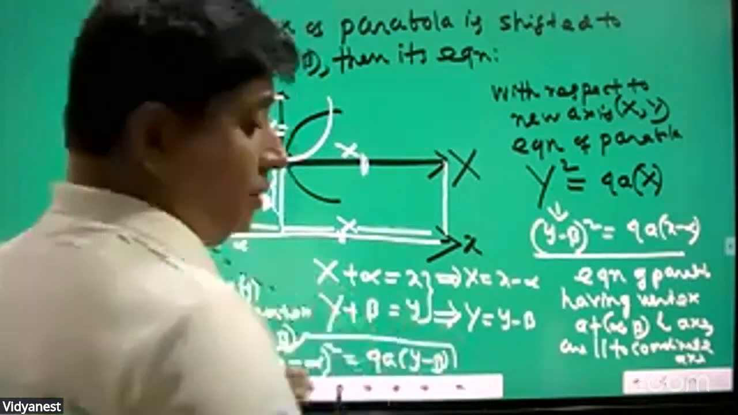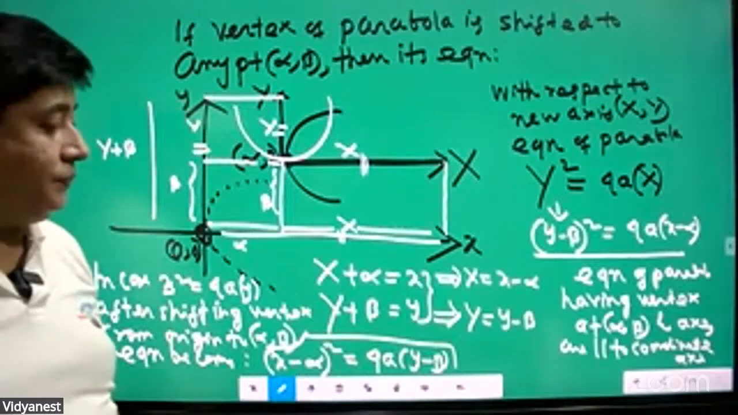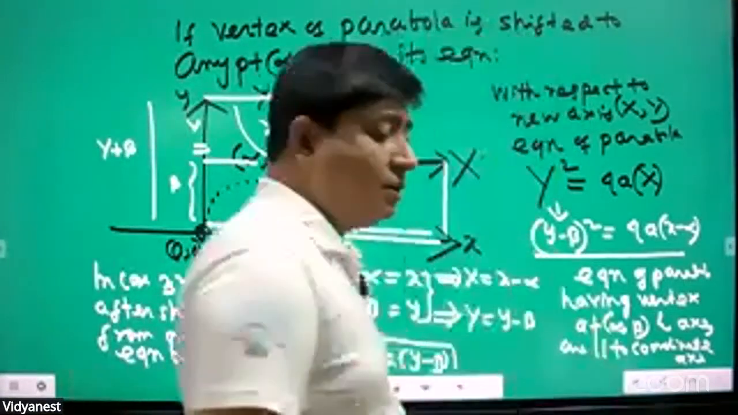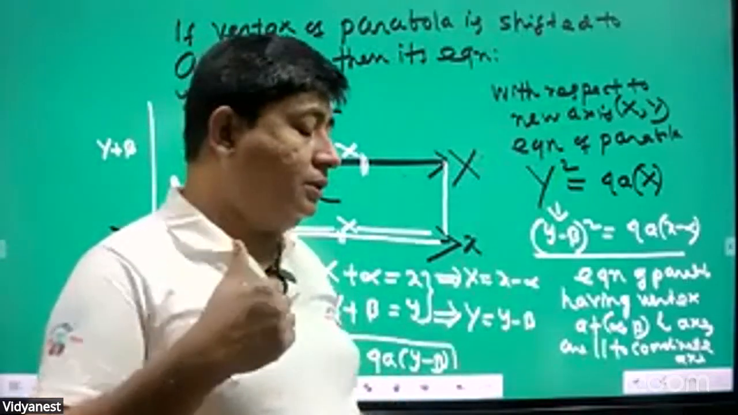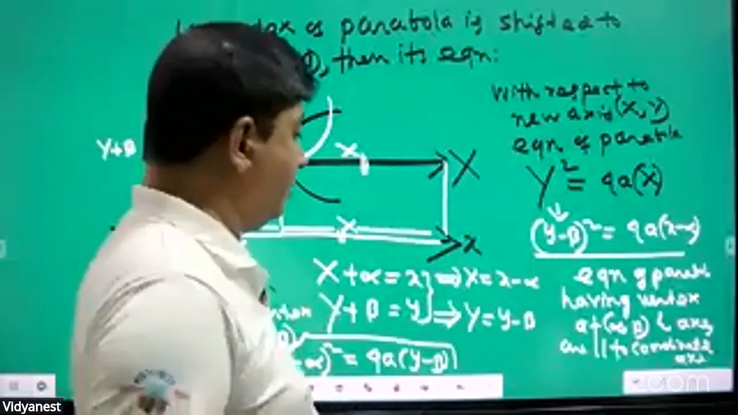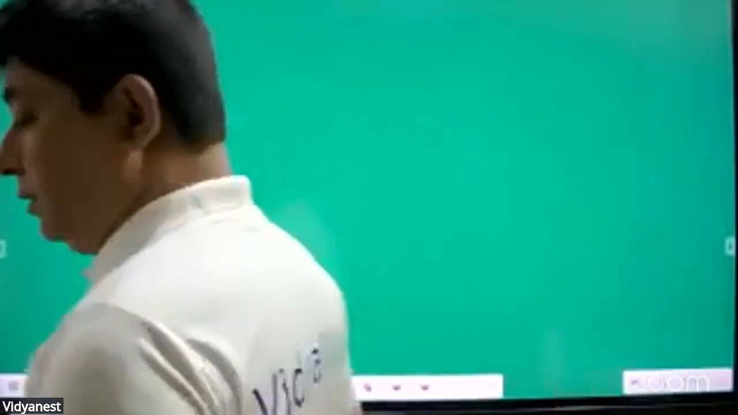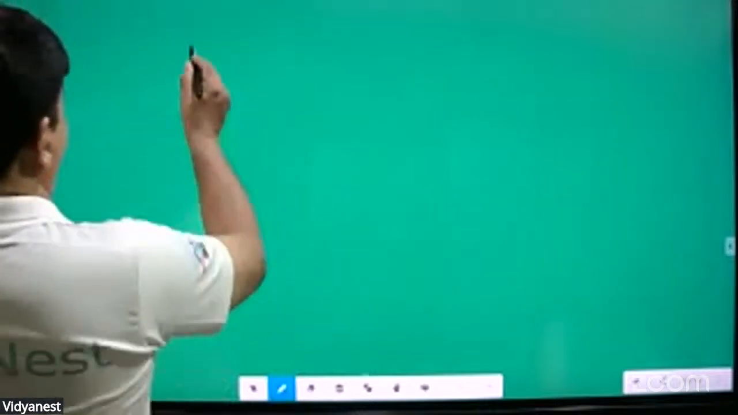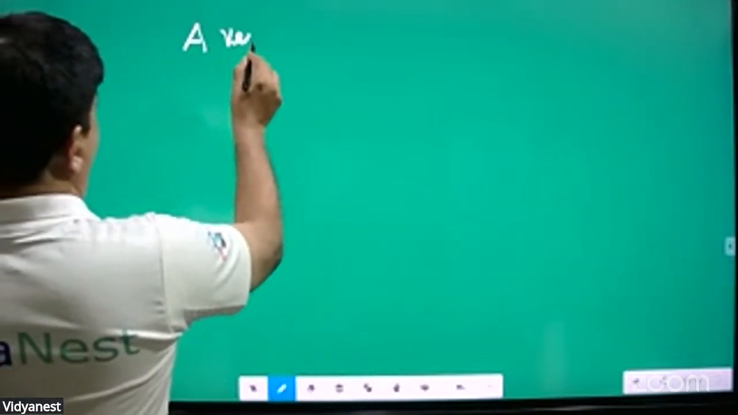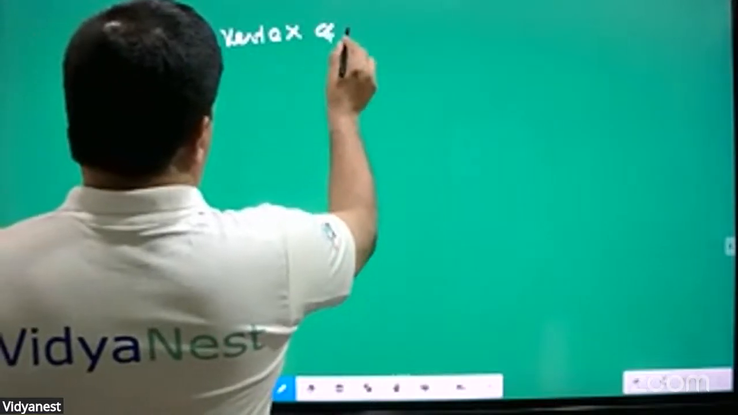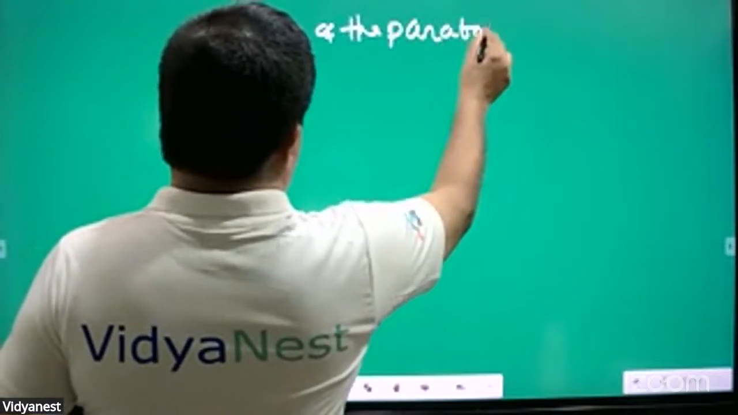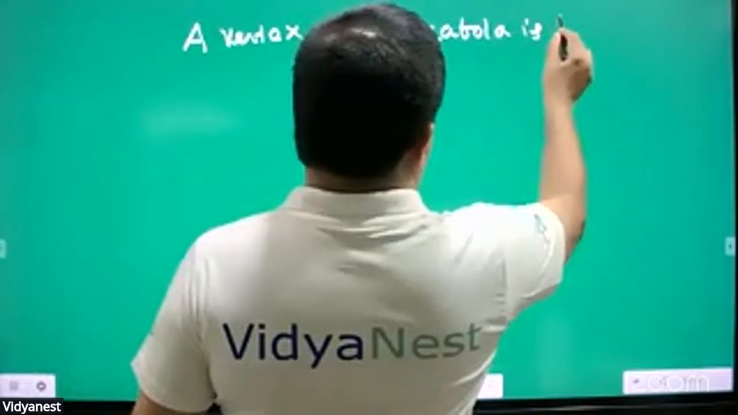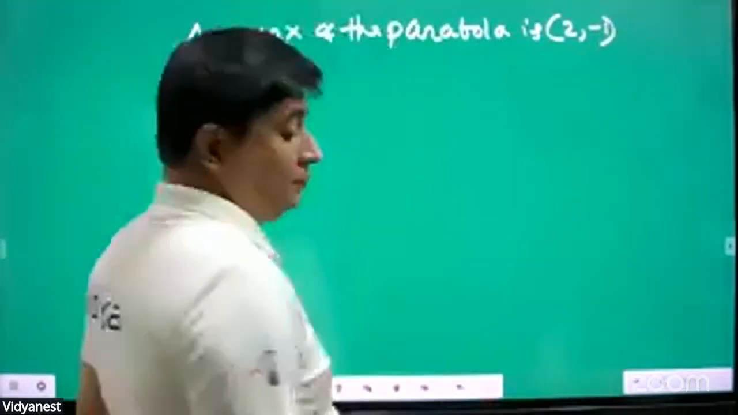Based on these basic concepts, till now, we are running through basics. But it doesn't mean that in JEE, from the basic level, there is no scope of getting any sum. Let us do one sum which came in JEE. Say, a vertex of the parabola, say 2 comma minus 1. Okay?